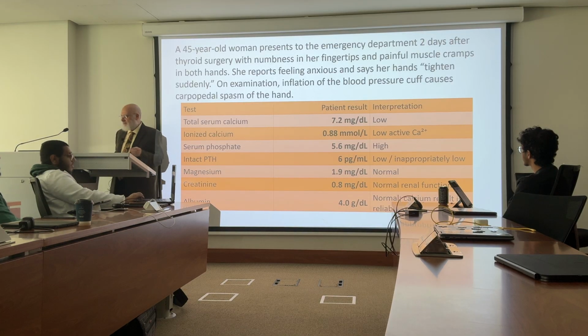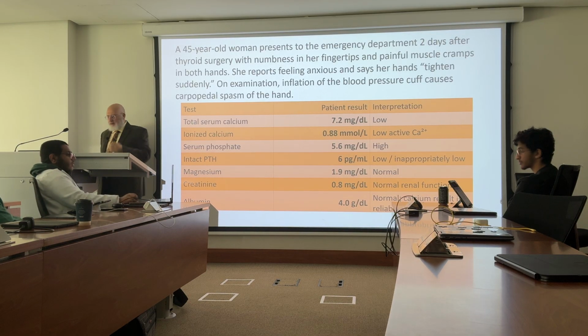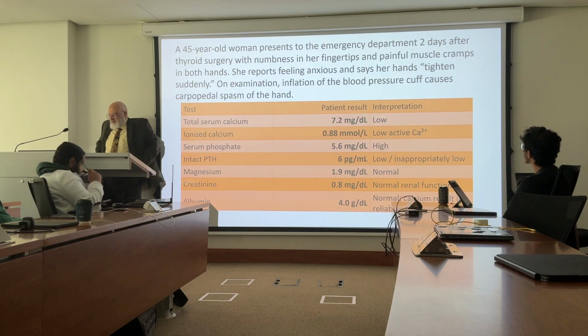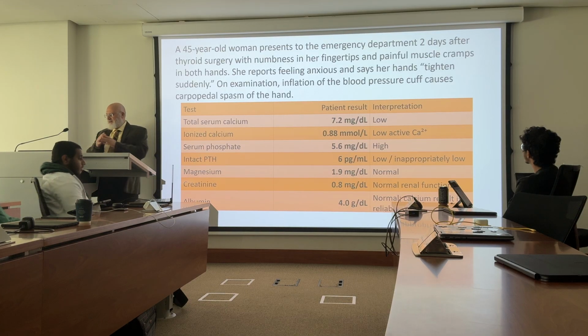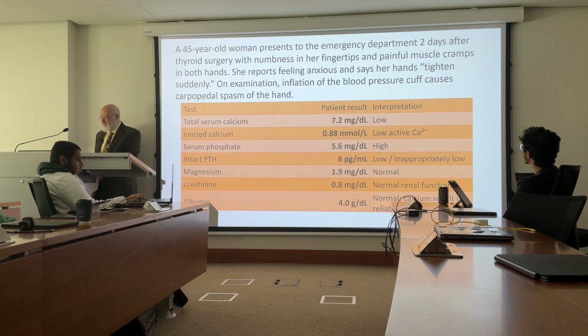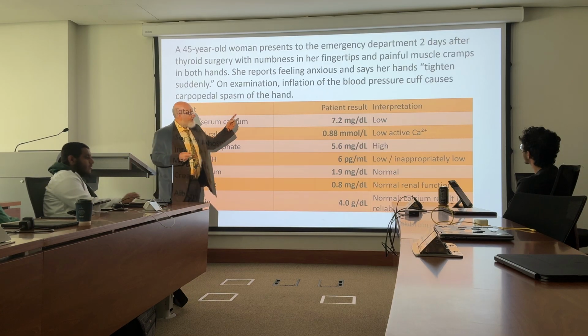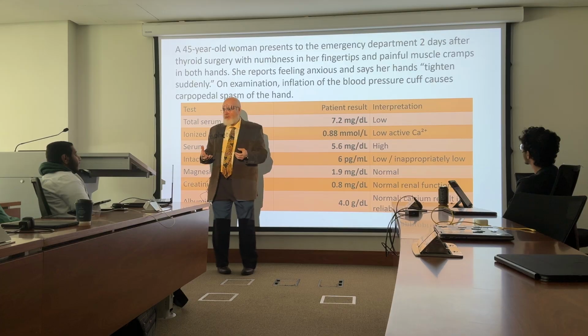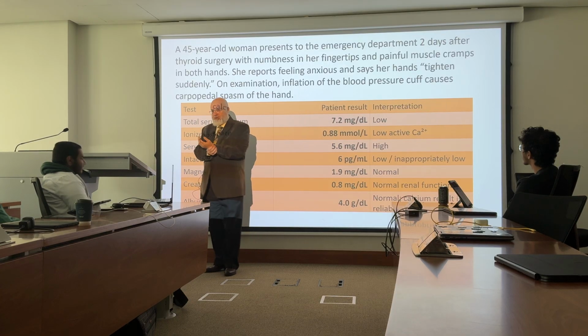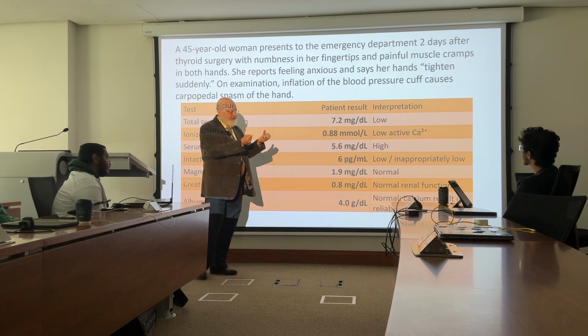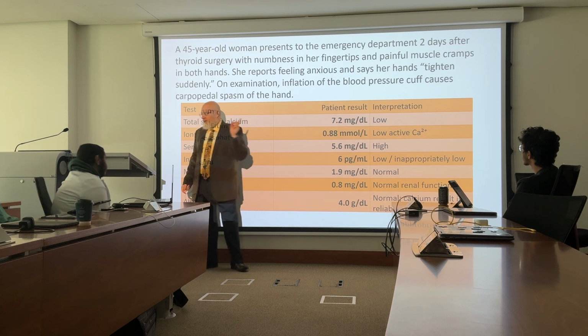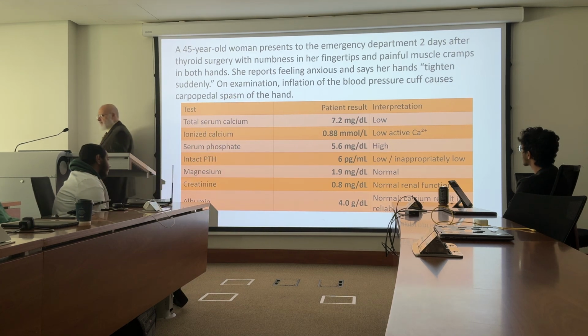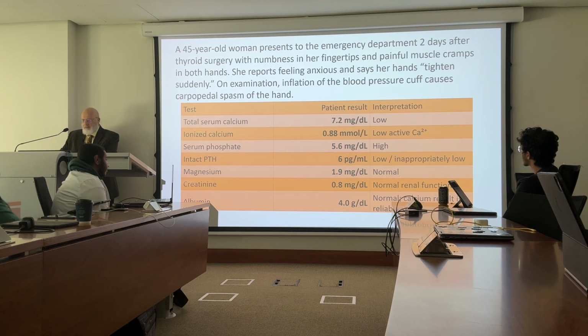This is a patient, a 45-year-old woman, who presented to the emergency department after her thyroid surgery. Two days after the surgery, she developed numbness in the fingertips and painful muscle cramps, and she also feels anxious. She said her hand tightened suddenly, a muscle contraction. Usually there's a test where you put a manometer, raise the pressure, and cut the circulation, and these people will develop cramps and muscle contraction. The main thing in the lab, look at her results: total serum calcium is low, ionized calcium is low, and her PTH is low.